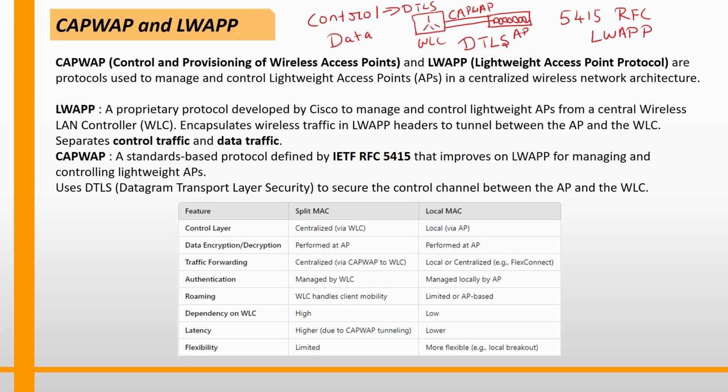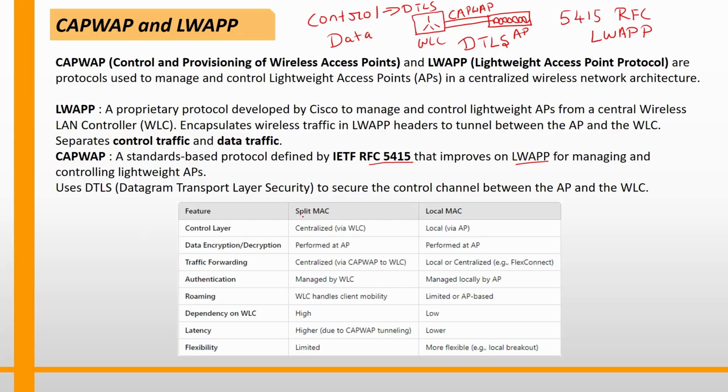LWAPP is a proprietary protocol developed by Cisco to manage and control lightweight access points. It's a Cisco proprietary one. LWAPP headers are used to tunnel between the AP and the WLC, separating control traffic and data traffic. Okay, and CAPWAP was defined by the IETF, that is in RFC 5415. It's an improvement over LWAPP, which is Cisco's proprietary protocol. It uses DTLS to secure the control channel between the AP and the WLC.